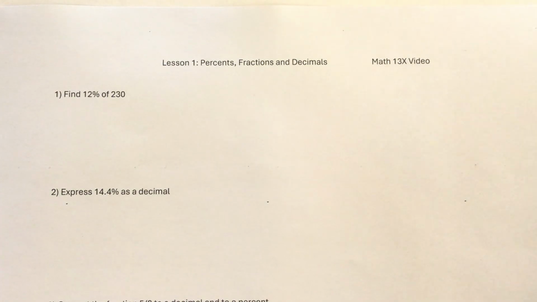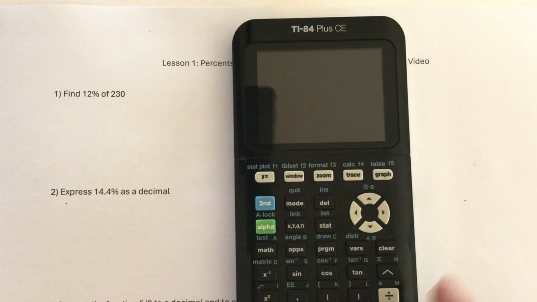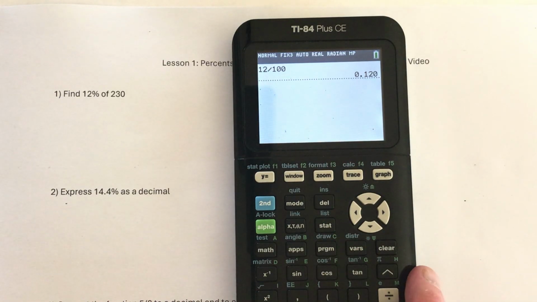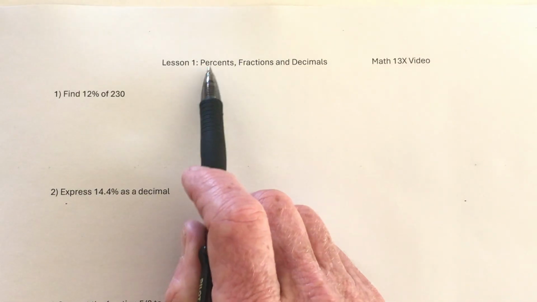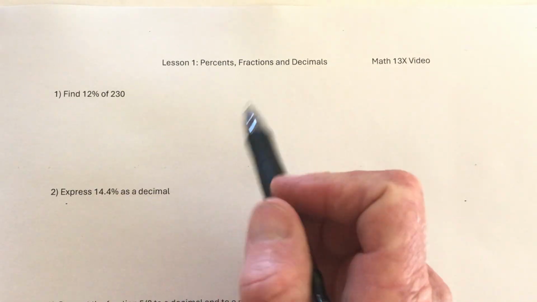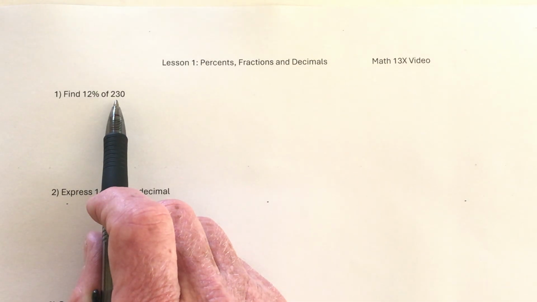So we are going to be using a calculator, which is part of the reason that I'm having the camera face down so that you can see how I use the calculator. And Lesson 1 is percents, fractions, and decimals. The first one, find 12% of 230.